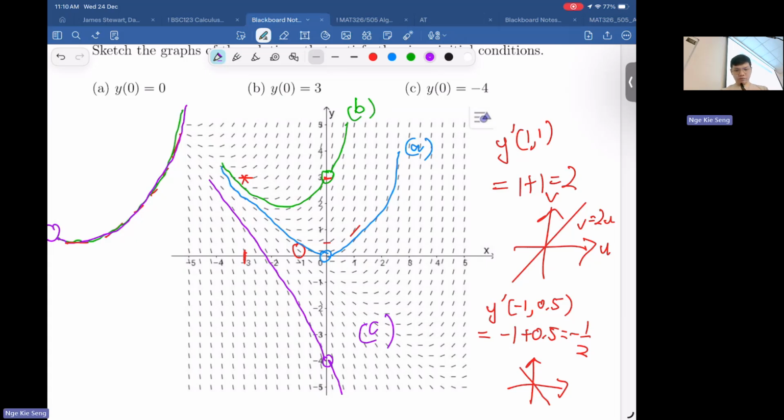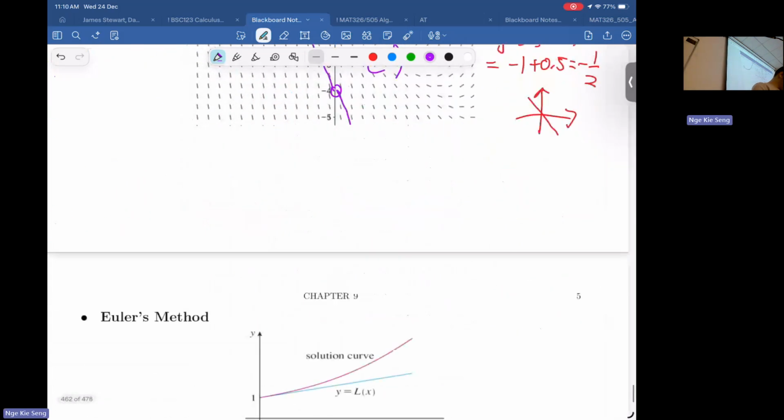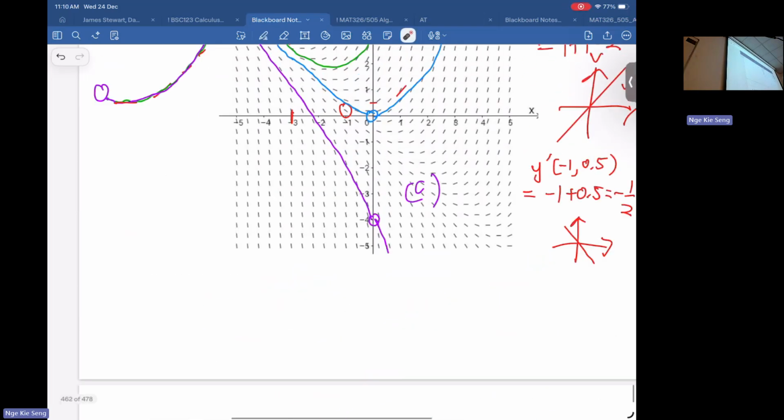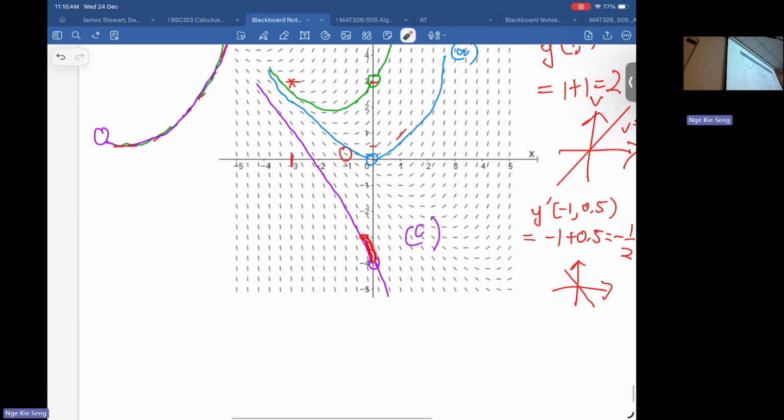Okay, so without solving the partial differential equation, there's a method called Euler's method, which we can use to approximate your solution curve. Let's say we only know how to draw a linear line. Then what we do is like what we did just now: we are reconstructing the curve based on these little small tangents.